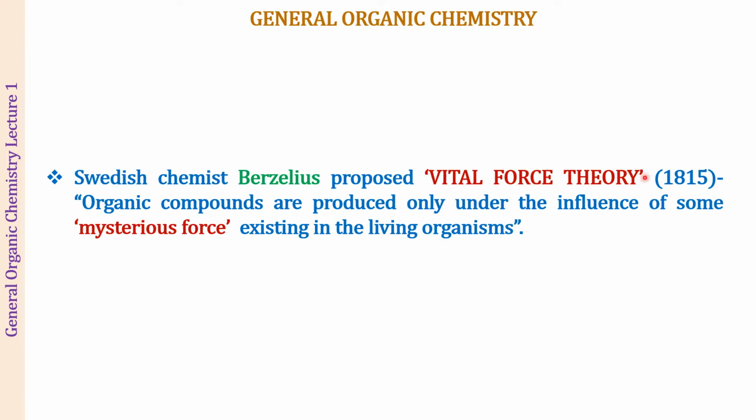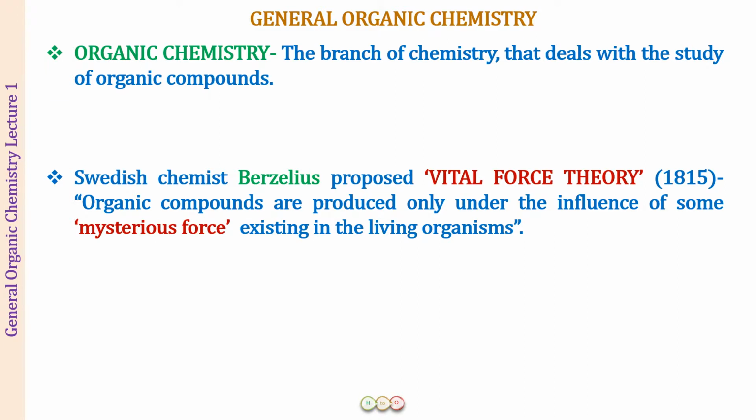But in the year 1815, a Swedish chemist, Berzelius, proposed the vital force theory, according to which organic compounds are produced only under the influence of some mysterious force existing in living organisms. So they understood that organic compounds can be obtained only from living organisms, or parts of living organisms, but could not be synthesized chemically in the laboratories. Berzelius was the one who gave a definition to the term organic chemistry: the branch of chemistry that deals with the study of organic compounds.